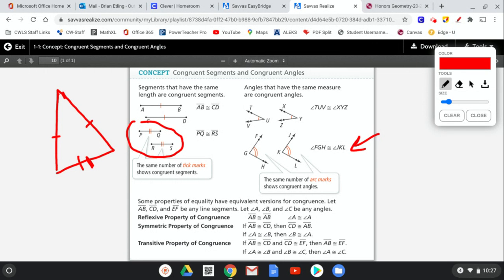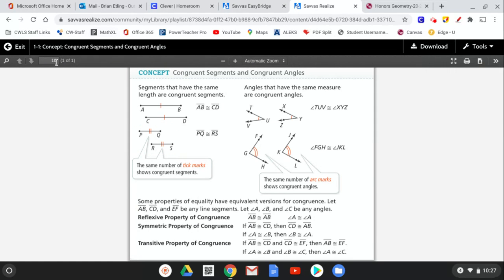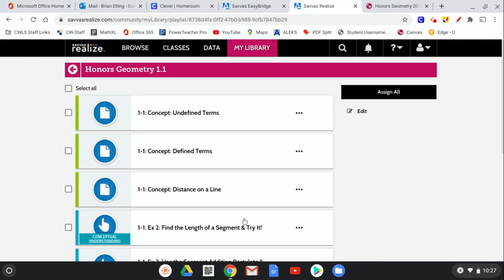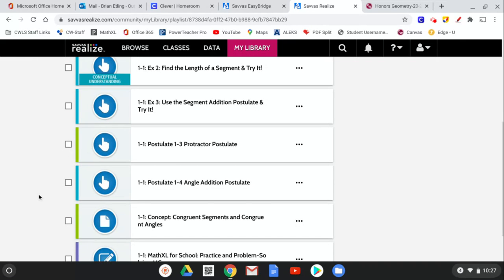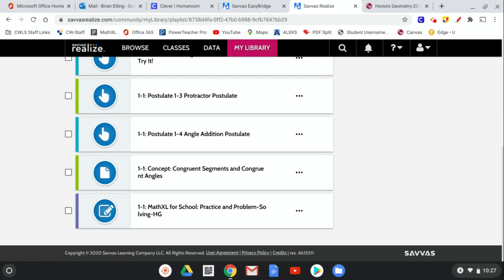Guys, this stuff down here, don't worry about it too much for right now. Just look over it and keep it in the back of your brain. We're going to come back to this when we do proofs and actually use these properties, okay? But for right now, as long as you know congruent segments and congruent angles, you're going to be good. So guys, that takes us through the whole first 1.1. I know there was a lot in there, but hopefully it was helpful and you can see the tools and everything.